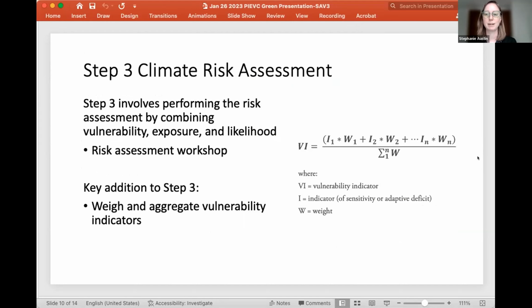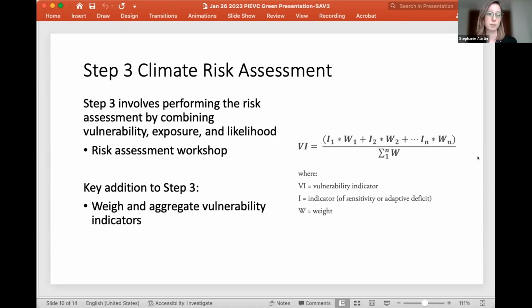It includes combining vulnerability, exposure, and likelihood, and we still recommend including a risk assessment workshop. So here, what we've added is the weighing and aggregating of vulnerability indicators. Those are the same sensitivity or adaptive capacity or deficit indicators I was mentioning a moment ago. For each of these sensitivity or adaptive capacity or deficit factors, we will assign a weight.